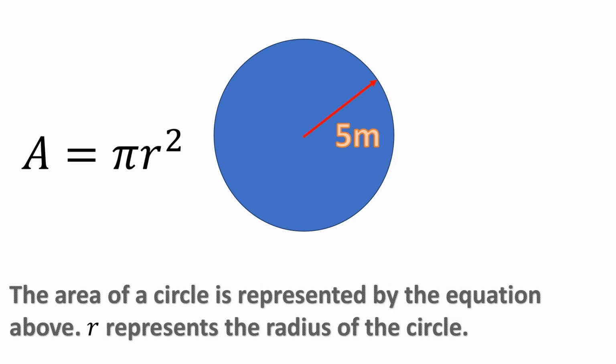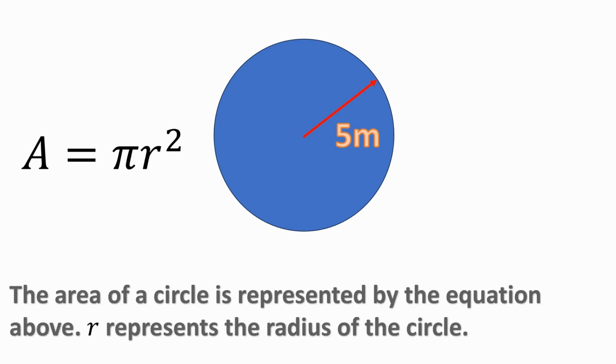Now, if you remember, the formula is A equals pi r squared. So if you'd like to, go ahead and try to solve that on your own, and we'll come back and try to figure this out together.